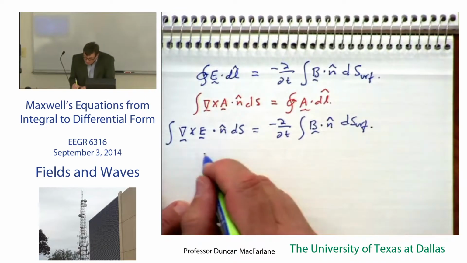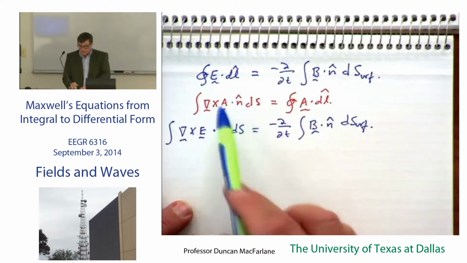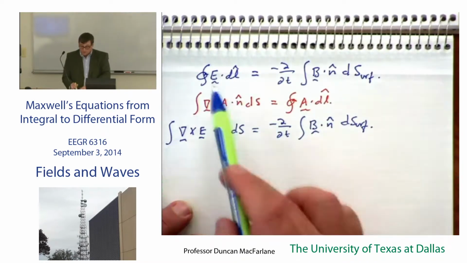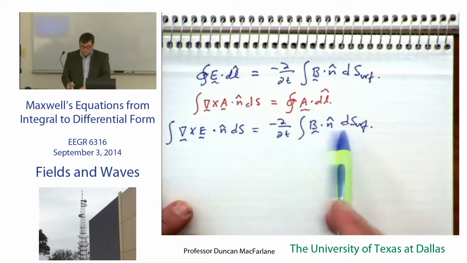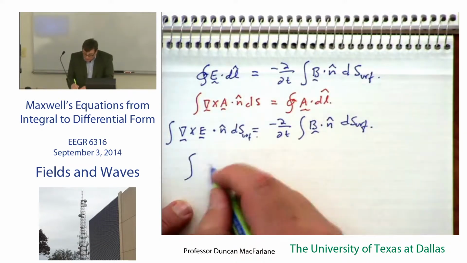Now I collect all the terms. This loop is the perimeter of this surface. These two loops are the same, so these two surfaces are the same. So I can collect all my terms.